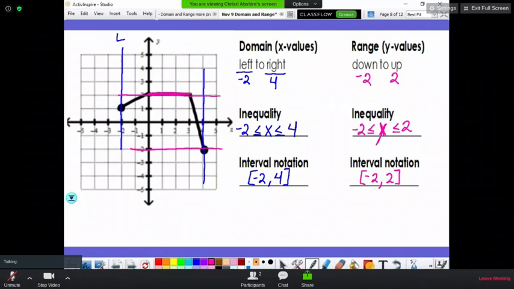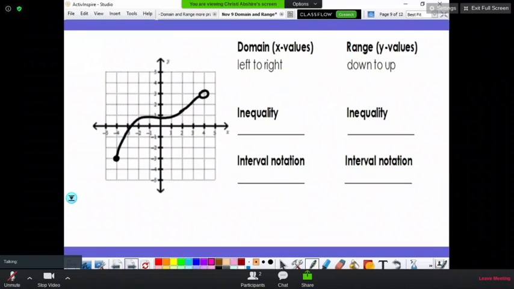So you can list them as we did on our first examples, but when it's a connected line and there's too many to list, you can write it as an inequality or as an interval. So we're going to do a couple more of those.